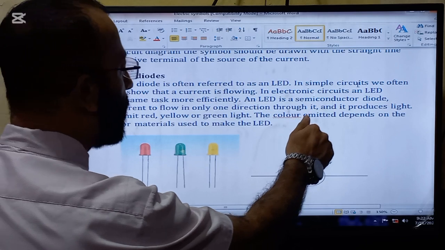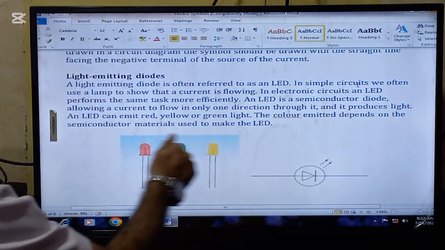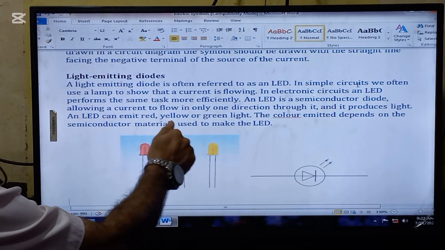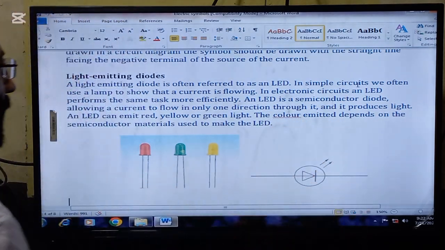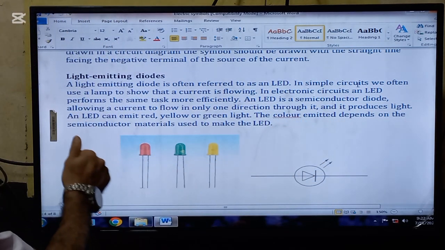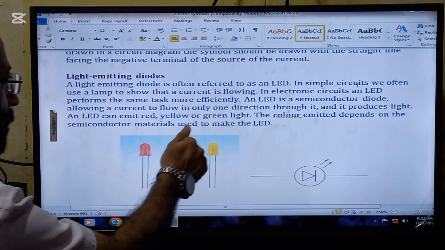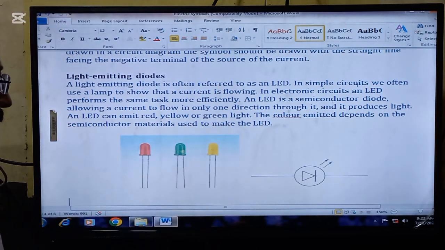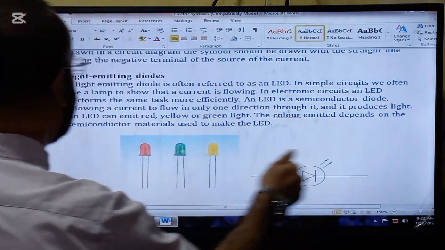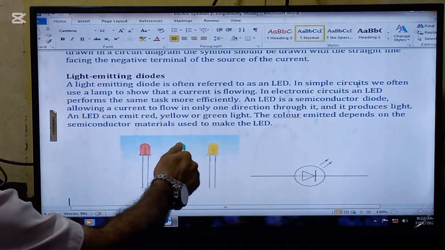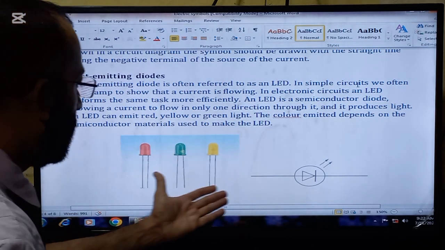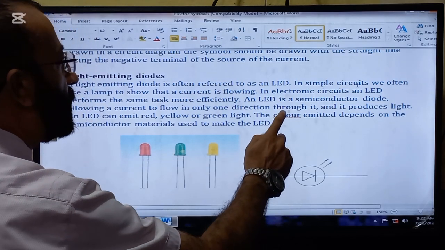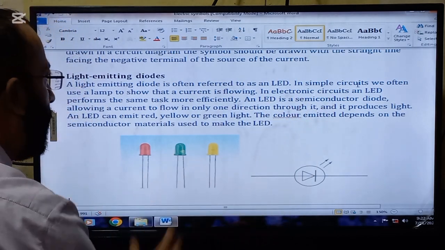An LED is a semiconductor diode allowing a current to flow in only one direction through it, and it produces light. An LED can emit red, yellow, and green light. The color emitted depends on the semiconductor material used to make the LED. So this is the thing which is used in electronic circuits, the LED.